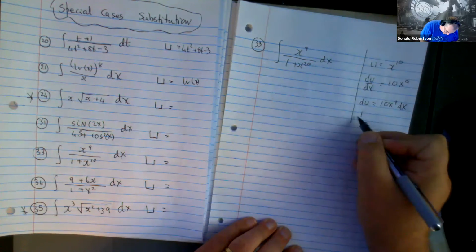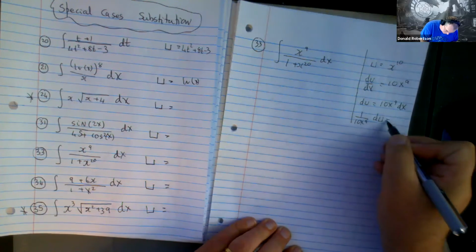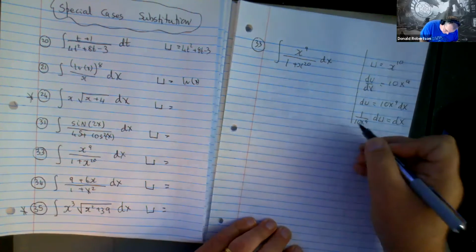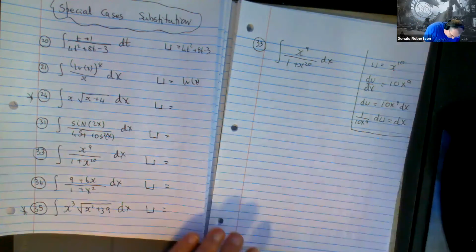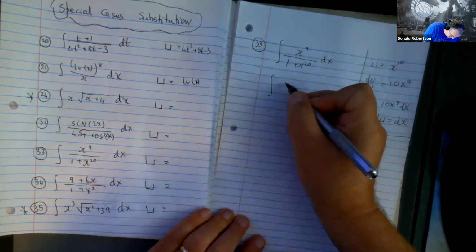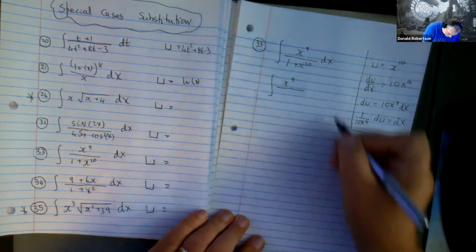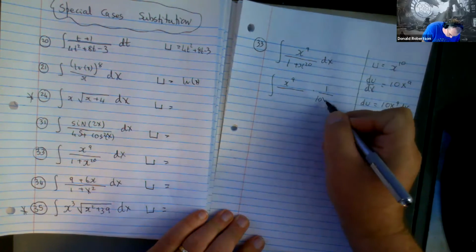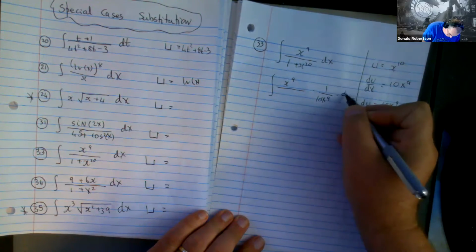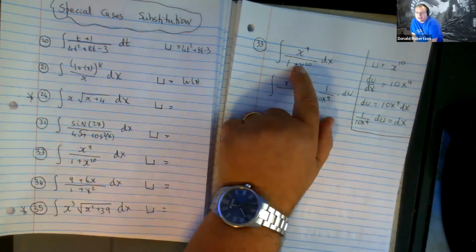Divide both sides by 10x to the 9 to isolate the dx. Pretty standard, usual, typical kinds of lines. Right, over here, x to the 9. Okay, the dx is 1 over 10x to the 9 du. Everything's looking good. And now we've got this 1 plus x to the 20.